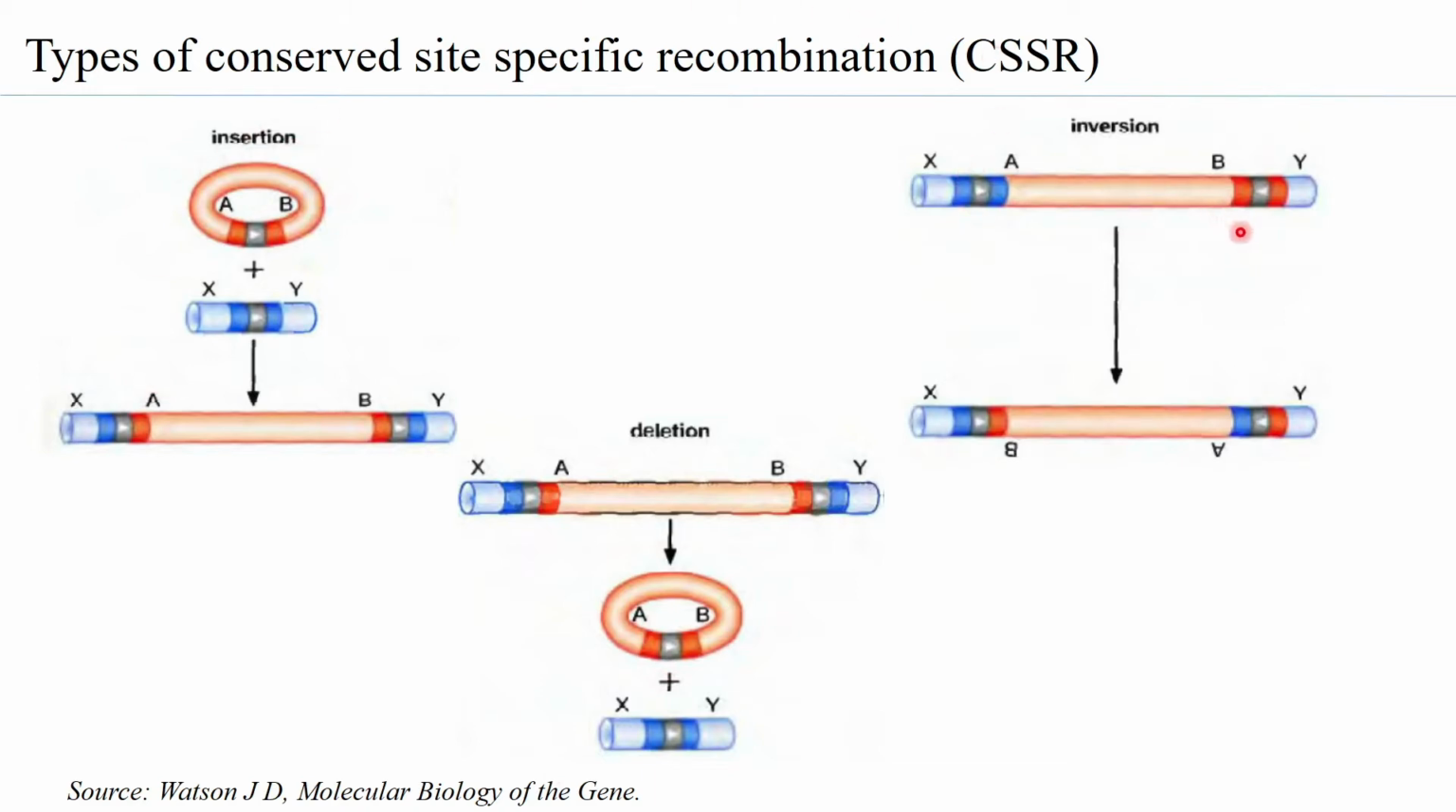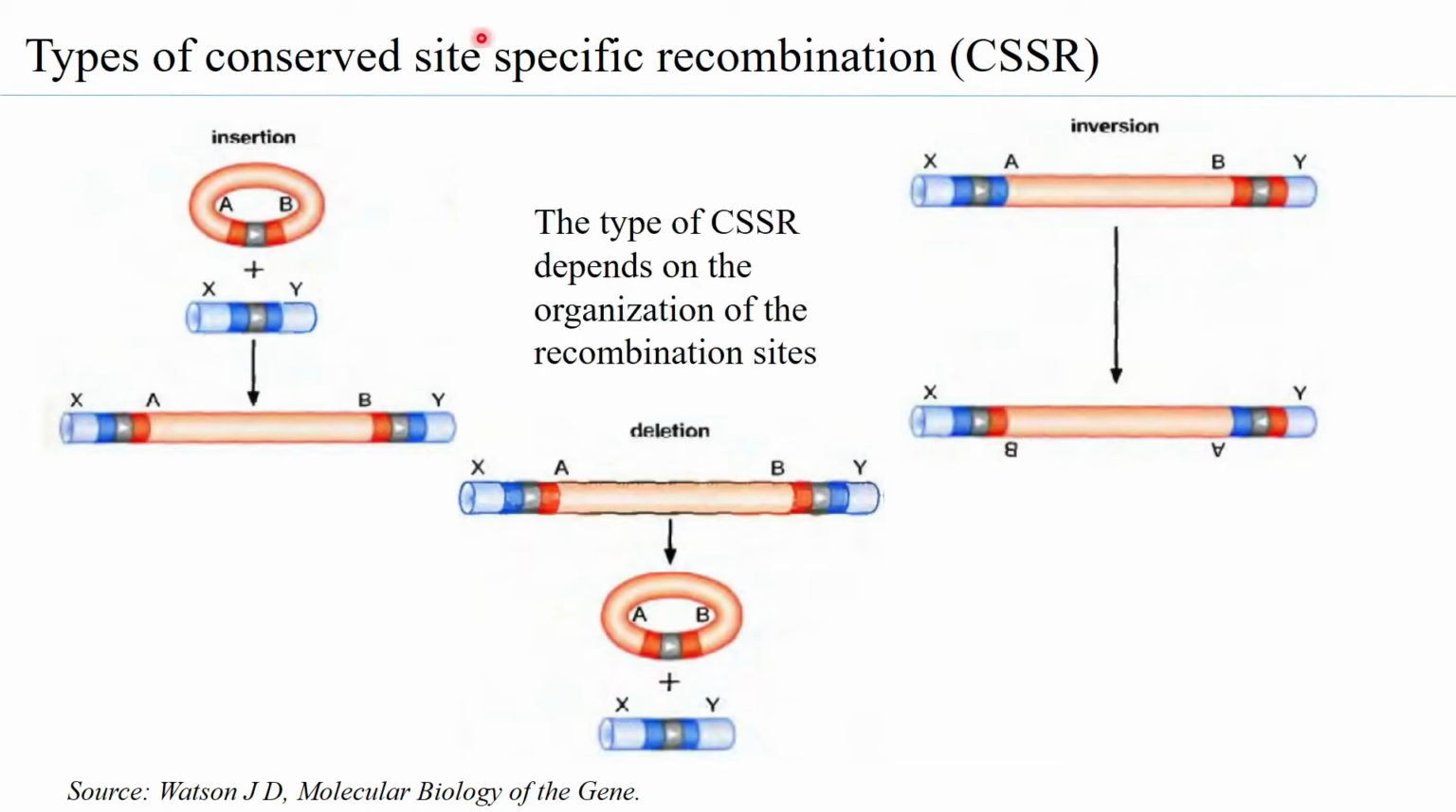Again, you can see it is between two sets of recombination sites. So you only have the AB, which is present in this orientation, being present now in this orientation after recombination. So the type of CSSR, that means the type of conserved site-specific recombination, depends on the organization of the recombination sites. That is, how the sequences are aligned.